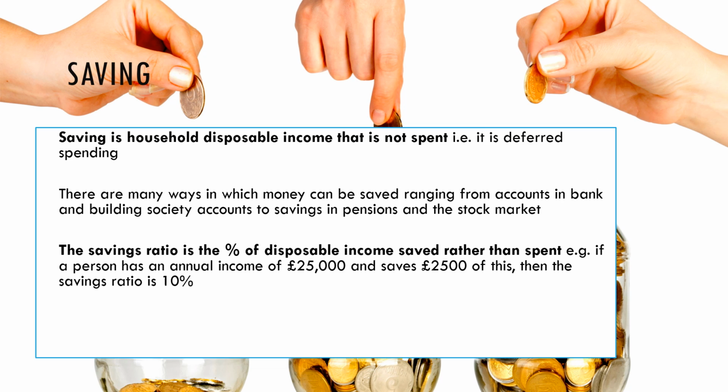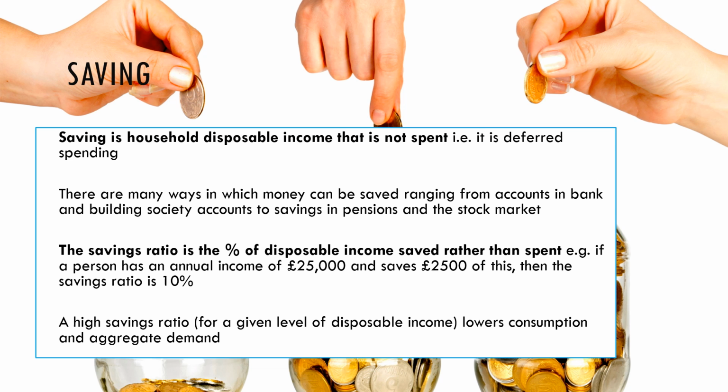The savings ratio is the percentage of disposable income that people save rather than spend. So for example, if a person has an annual income of £25,000 after tax and benefits, and saved £2,500, then the savings ratio is 10%. A high savings ratio lowers consumption and aggregate demand.